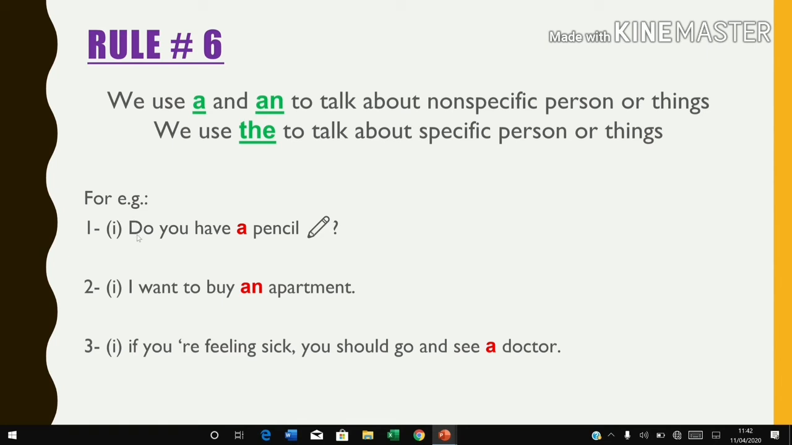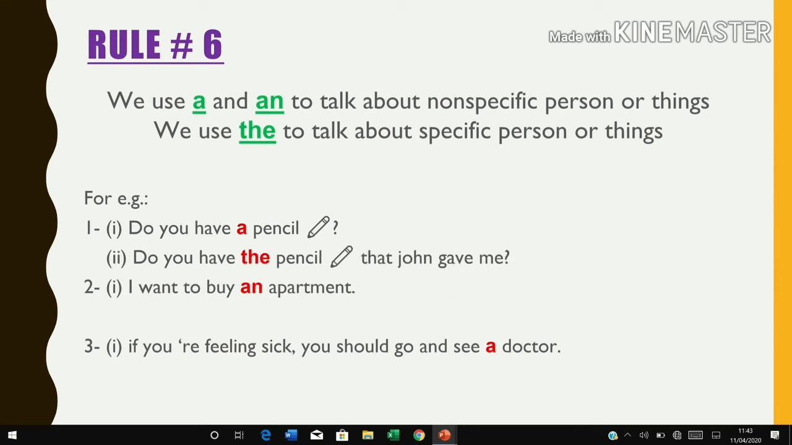Well, here I have written, "Do you have a pencil?" If I ask you this question, you probably understand that I need a pencil to write with. I say "a pencil," I mean any pencil. I don't care about any specific pencil. Okay? So compare this to the next sentence.